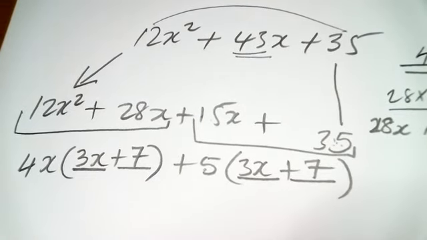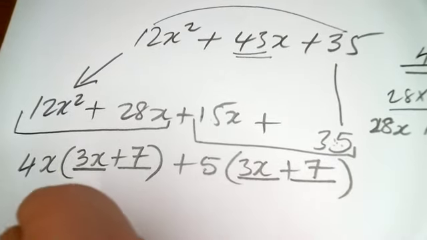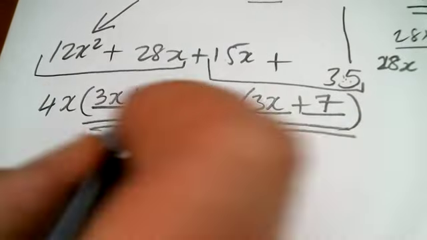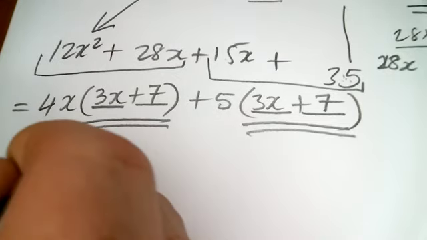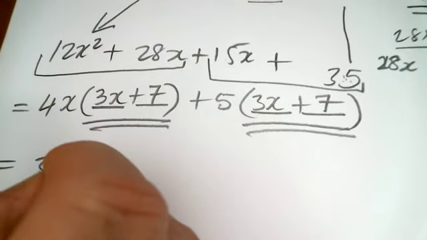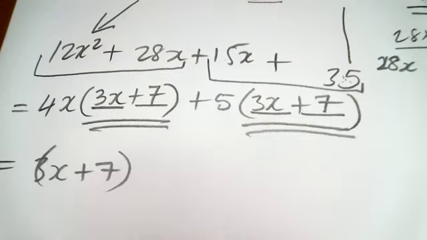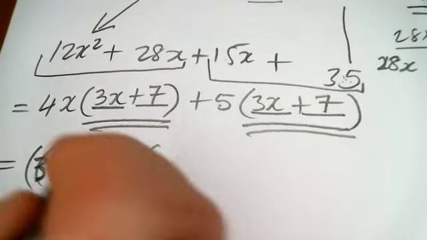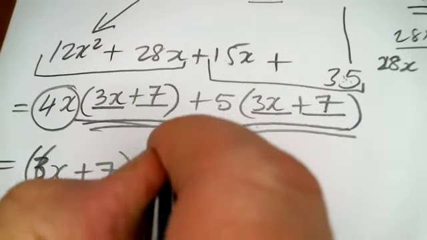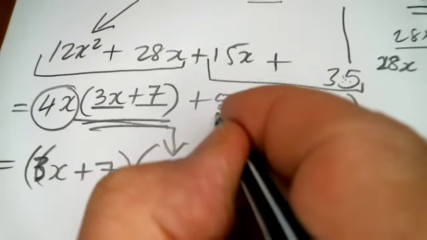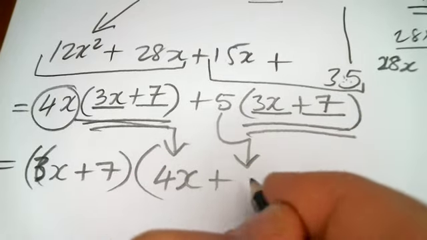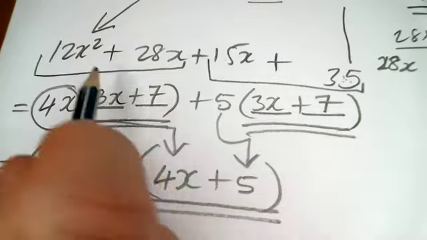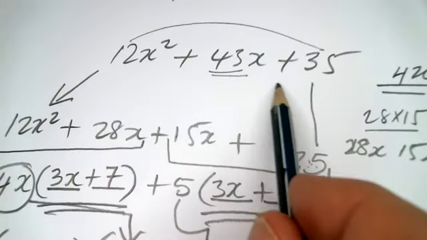So there is my answer, and I've got two common bits there, this bit and this bit. When I come to writing my answer, this bit is going to be 3x plus 7. There's my first factor. My second one is going to be this bit here, which is 4x, and the second part is going to be plus 5. And that's how I factorize this equation by decomposition.